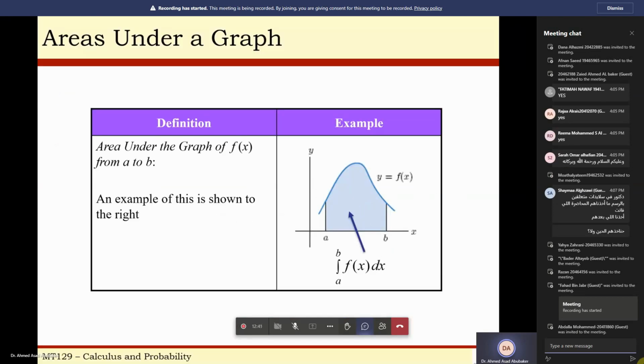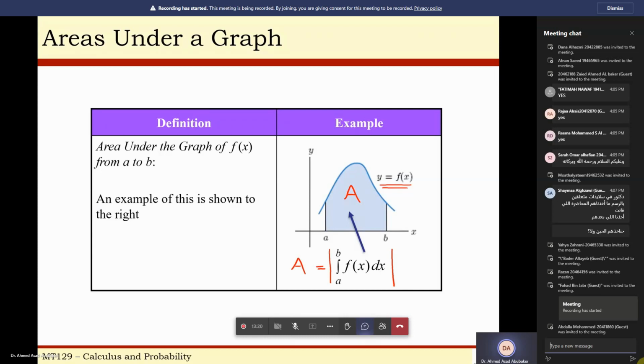Okay, so if we have, for example, this is the area in the blue hashing. The area equals the integration from A to B for the curve f of x. But we need to put the absolute value. Why? Because if the integration from A to B for the function f of x is negative, the absolute value converts it to positive, because the area is always positive.